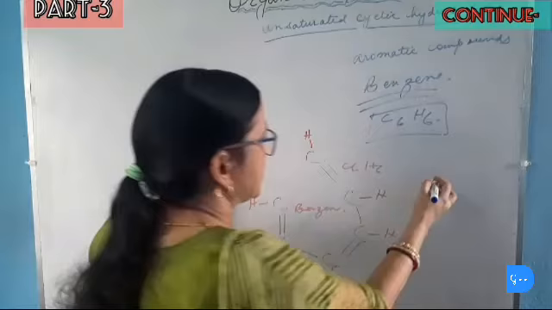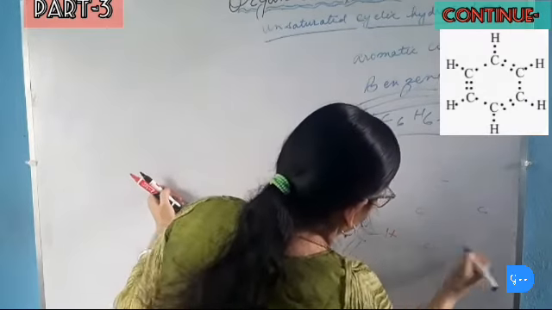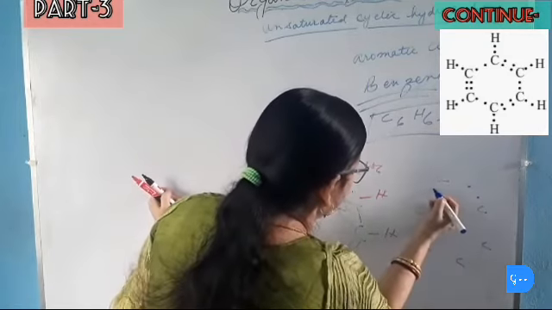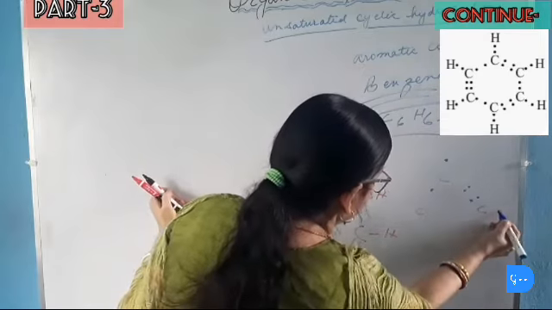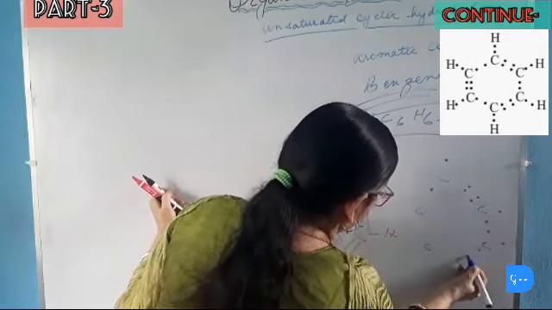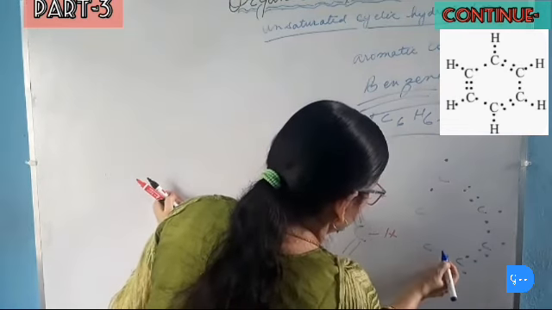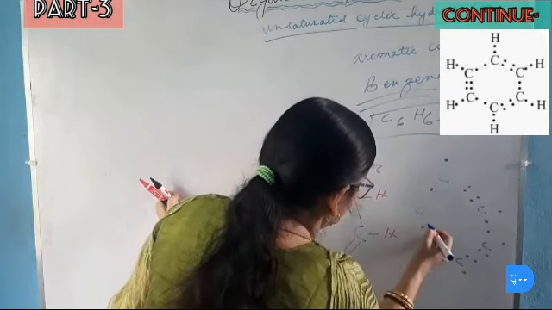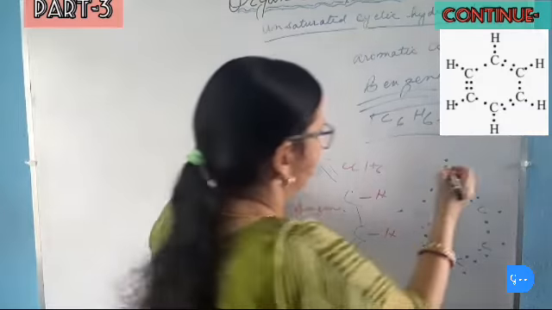Now we will draw the electron dot structure of benzene also. This is carbon, carbon, carbon, carbon, carbon, carbon. This carbon will give 2 electrons, here 1 and here 1. Each of the other carbons likewise gives 2 electrons, 1 on each side. Now we will fulfill it.